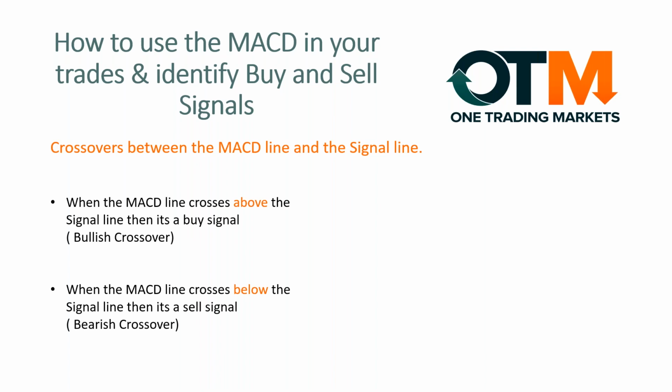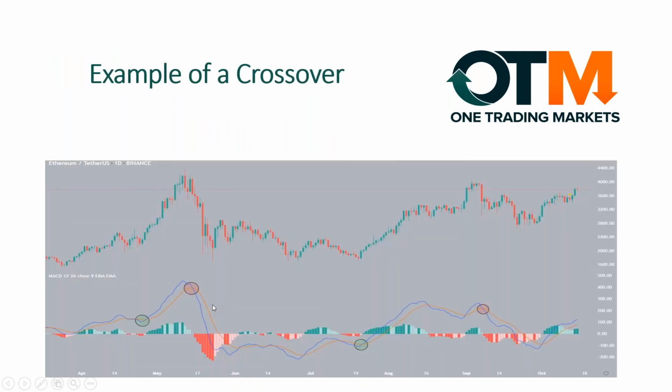You guys probably understand what a crossover is, but in case you don't, a crossover is when two lines cross above each other. Simple as that. And since the MACD has two lines, the signal line and the MACD line, we use the crossovers between them to identify buy and sell signals. And we have two golden rules here. When the MACD line crosses above the signal line, then it's a buy signal, a bullish crossover. When the MACD line crosses below the signal line, then it's a sell signal, or a bearish crossover.